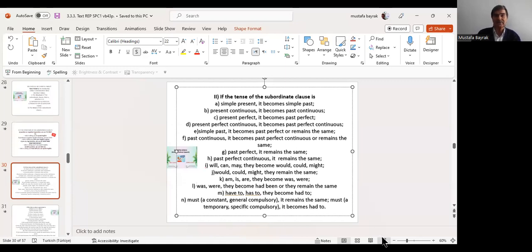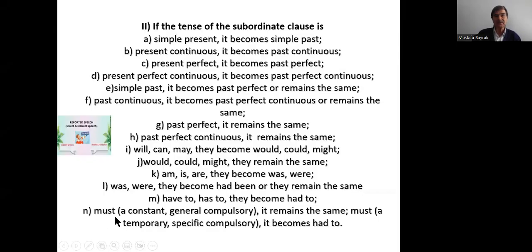Now, what about must? Must, a constant general compulsory. If it is constant and general compulsory, it remains the same. But generally must, a temporary or specific compulsory, becomes had to, just like have to, has to. Again, have to, has to become had to.